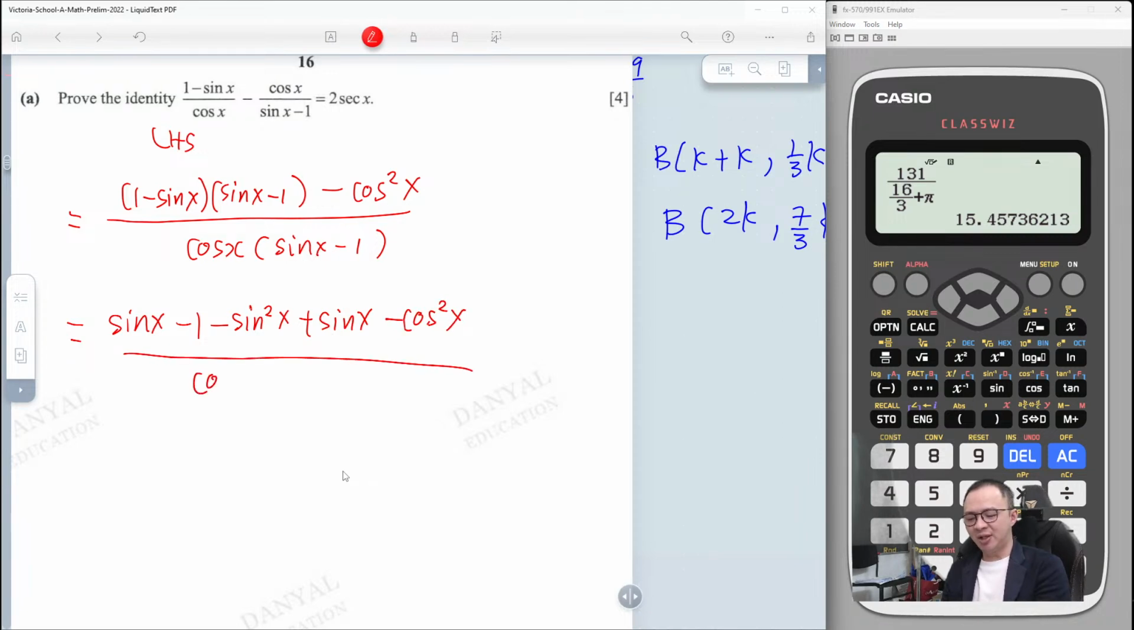Bottom, maybe I don't want to expand it because expanding doesn't seem helpful in any sense. Sin x and sin x, I will add them together. I got 2 sin x minus 1. Negative for cos and negative for sin, I will take out the negative. Then I will get sin square x plus cos square x.